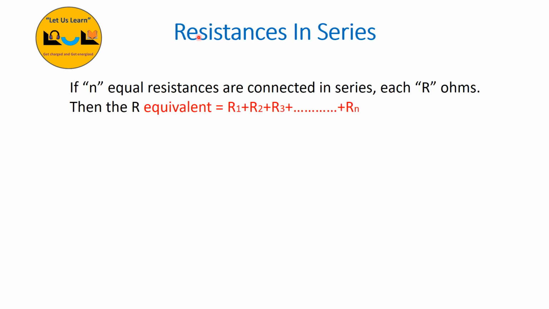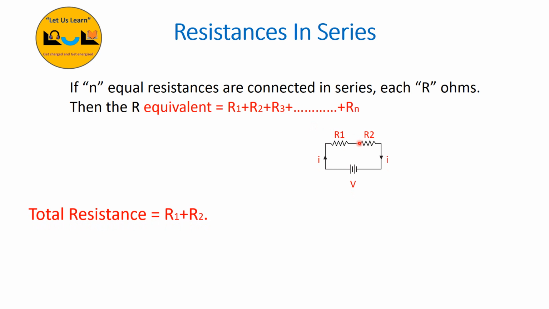So next, the resistance in series circuit. If n equal resistors are connected in series, each having R ohms, then R equivalent is equal to R1 plus R2 plus R3, and so on, plus Rn, up to n resistances. The values we have to add. For this I'll explain with a good example.